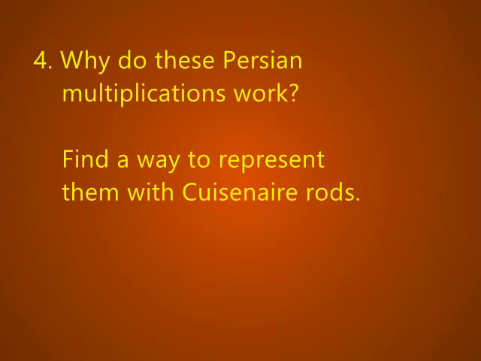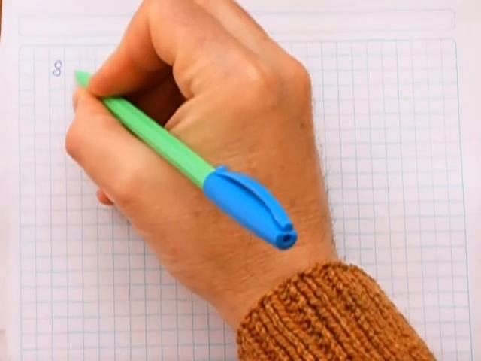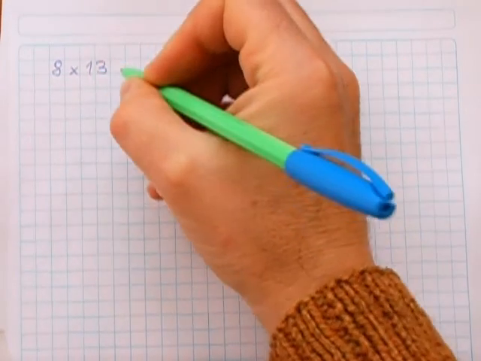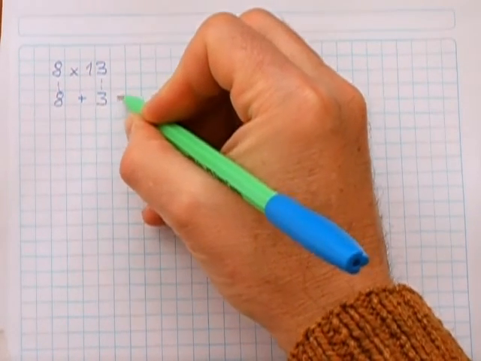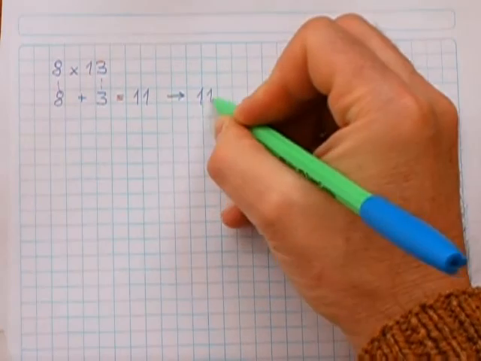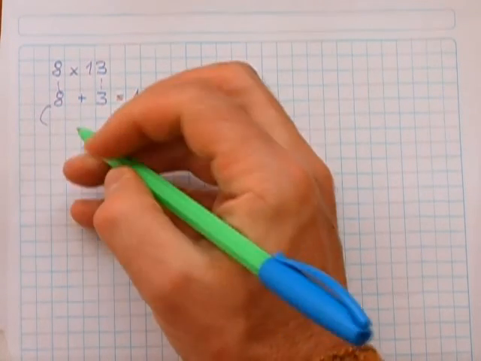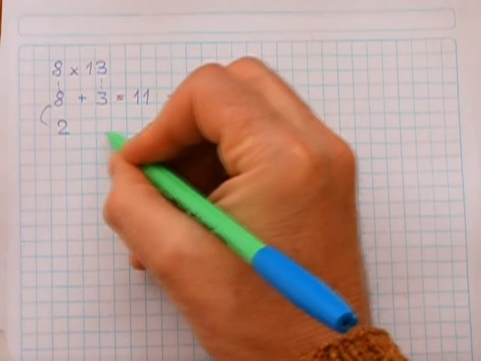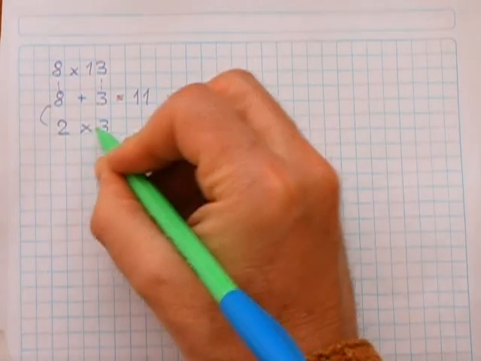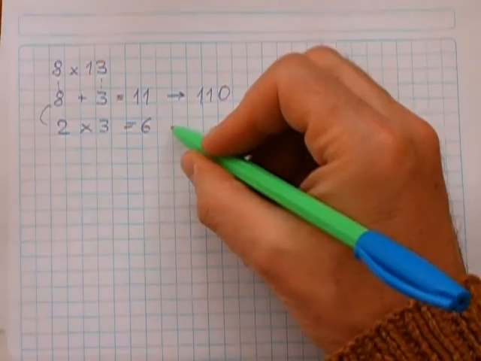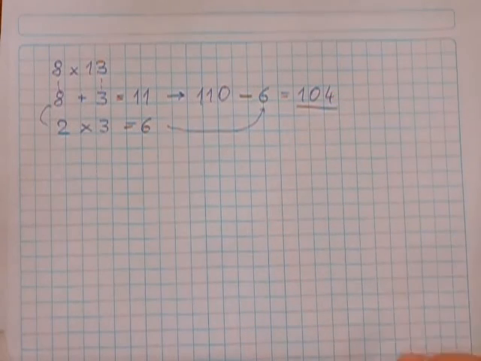Finally, let's look at the method for multiplying a number less than 10 by another greater than 10. This method is not very practical with fingers, so let's do it on paper. We multiply 8 times 13. We add the units. This gives us the tens of the result. Then we calculate for the first number how much there is missing to get to 10. From 8 to 10 there are 2 steps. So these 2 we multiply by this 3. This is 6. Now we have to subtract this 6 from the 110 we have got, and this gives us the result.